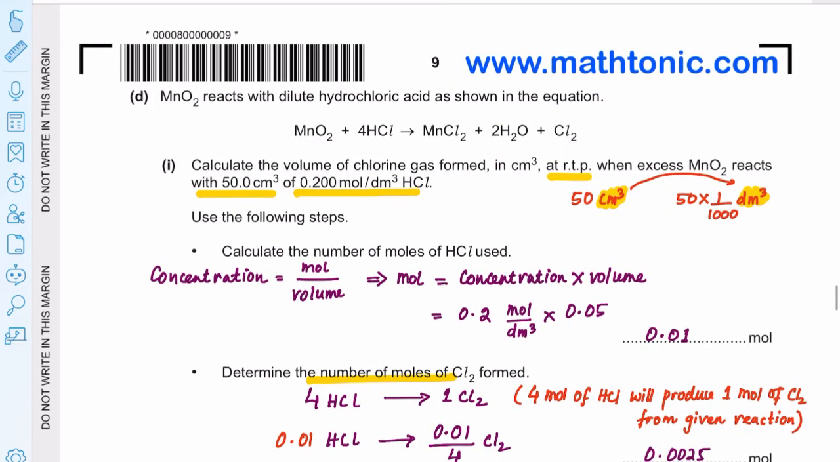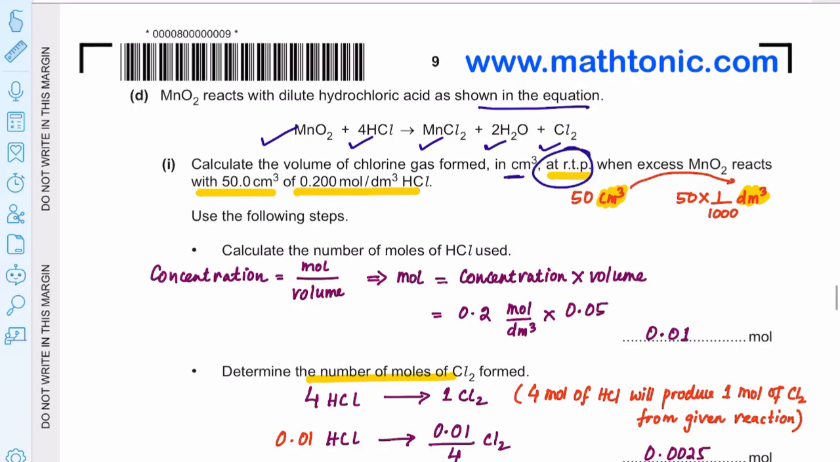Got it, everyone? MnO2 reacts with dilute hydrochloric acid as shown in the equation: MnO2 + 4HCl → MnCl2 + 2H2O + Cl2. Calculate the volume of chlorine gas formed in cm3 at RTP, room temperature and pressure, when excess MnO2 reacts with 50 cm3 of 0.200 mol dm-3 HCl. Okay, dm3.